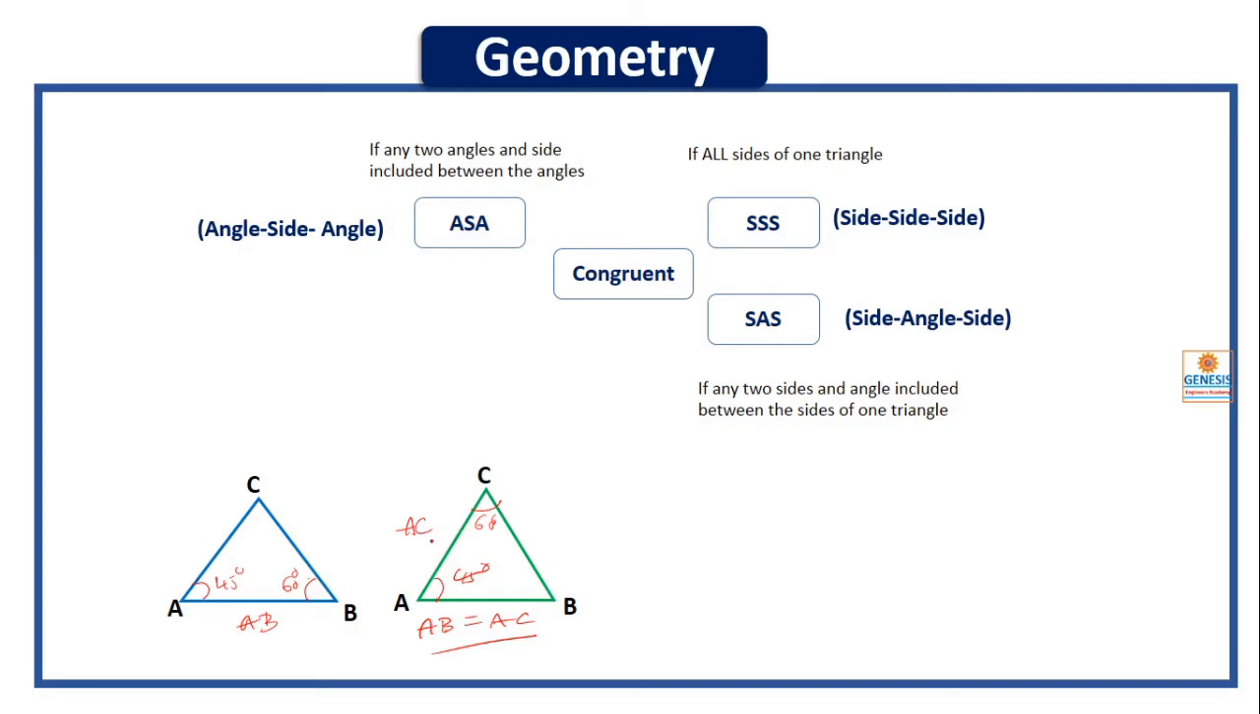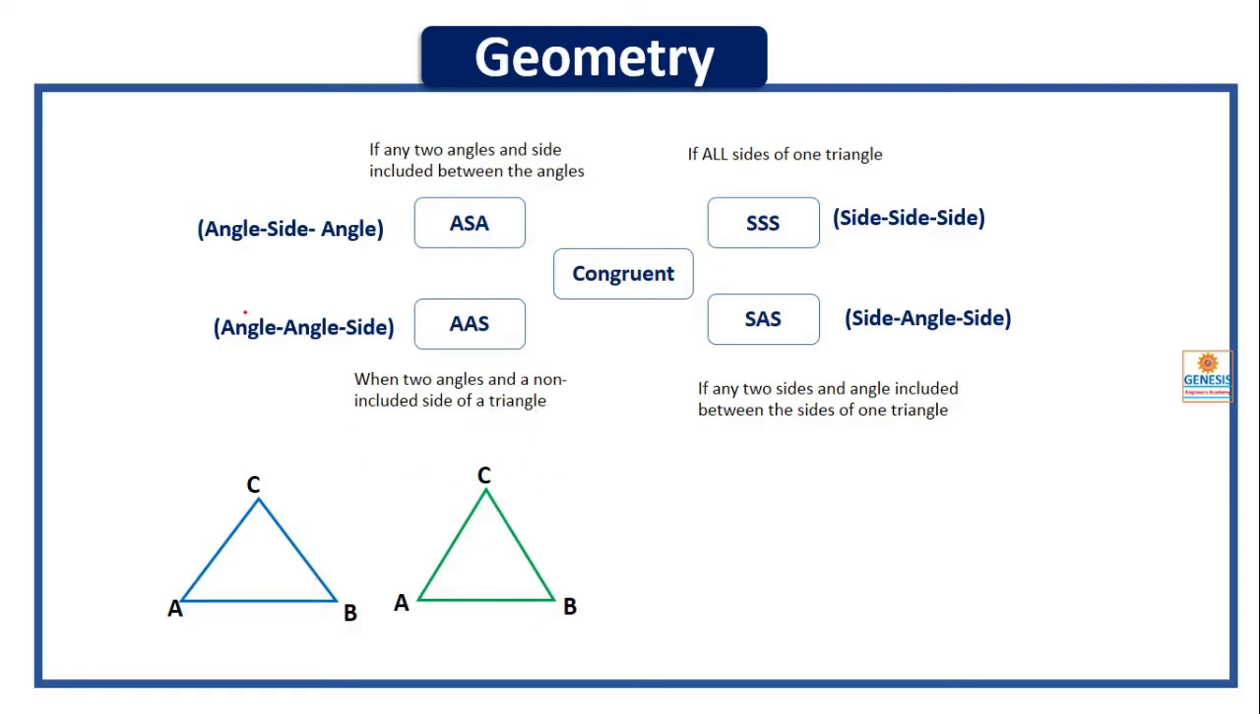The other one is AAS. This is very important, and students often get confused with this. What is that? I'll explain. Angle, angle, and side. Here also angle and side, but in ASA it is the included side, whereas in this case it is not included.